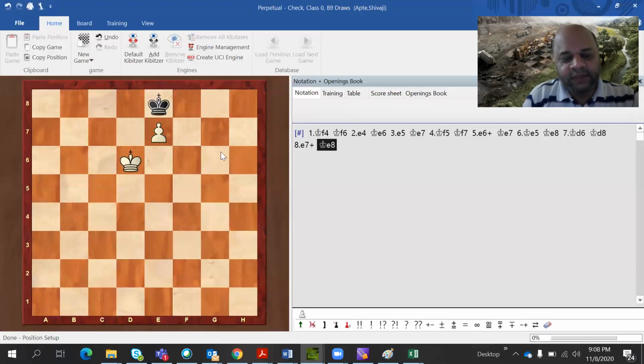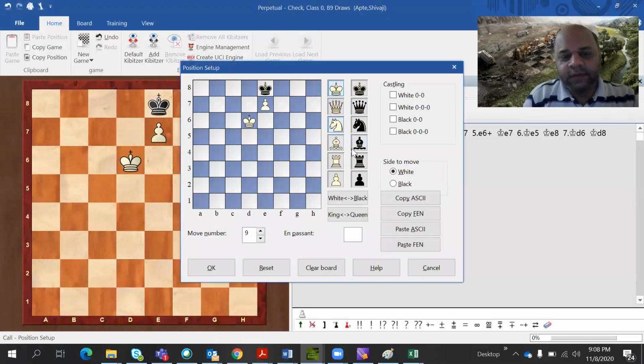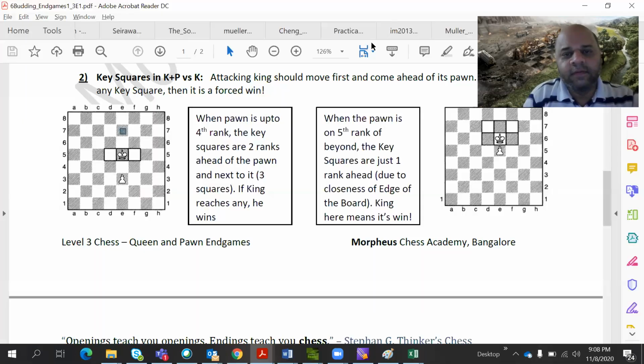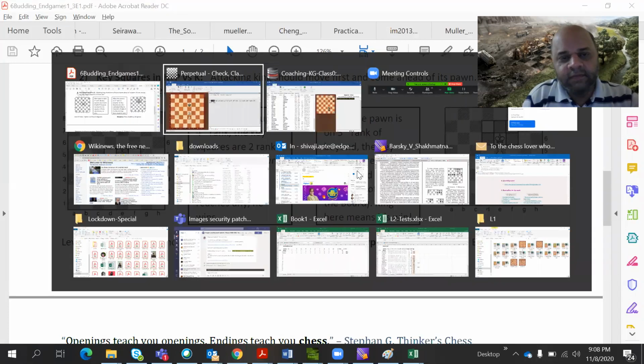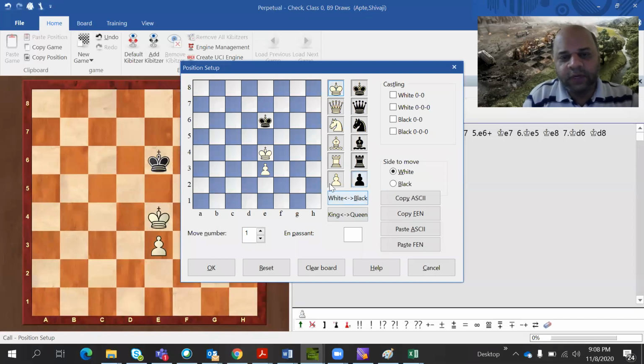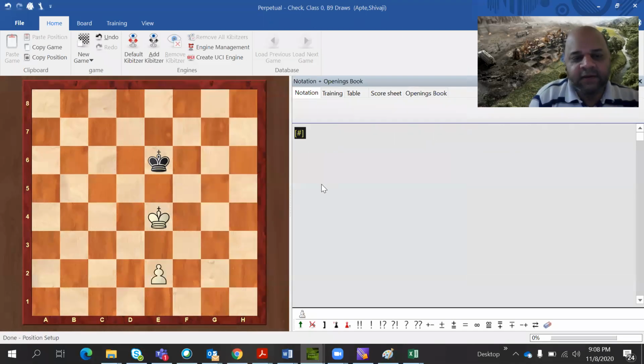Let us go to the beginning and take a setup position, but the pawn is not here. Suppose the pawn is here, and it is white. It doesn't matter who is to move. Even if we give the move to black, or keep it with white, even if it is with white, he will simply play the pawn up.